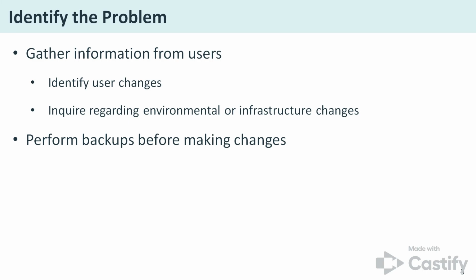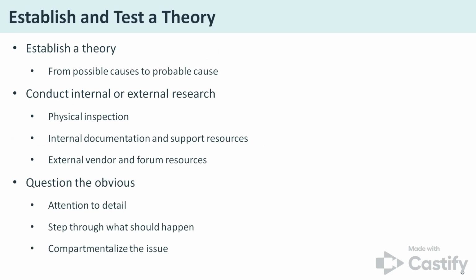Okay. So you perform a backup, then stage 2, you establish a theory. You've identified the problem and asked the relevant questions, then you need to come up with possible theories, from possible causes to probable causes. You ask yourself, what are the likely causes of this problem? You look at the probability of what might have caused the system not to come up. Then, of course, you conduct internal and external research.